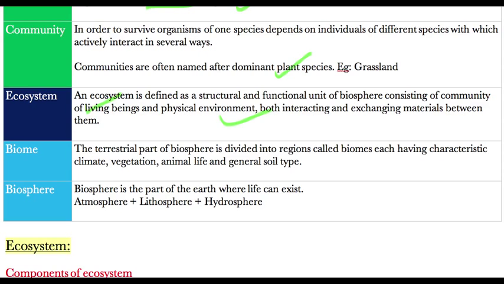And what is a biome? The terrestrial part of the biosphere is divided into various regions called biomes, each having characteristic climate, vegetation, animal life and general soil type. Like you have the tropical region, then you have the polar region. Those are all biomes. Then lastly we have the biosphere. What is the biosphere? The biosphere is the part of earth where life can exist, and it is a union of three layers, we can say atmosphere, lithosphere and hydrosphere.